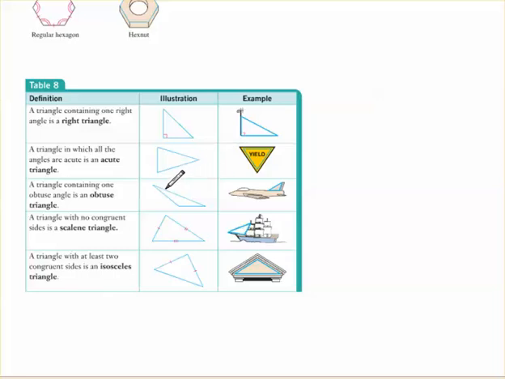A triangle containing one obtuse angle is called an obtuse triangle. And remember, obtuse was more than 90 degrees. A triangle with no congruent sides, so none of these sides are the exact same measure, and also none of these angles would be the same measure, that's called a scalene triangle, so you need to know that. And a triangle that has at least two congruent sides is called an isosceles triangle. In an isosceles triangle, the two sides here are the same measure, and these two angles across from those sides are the exact same measure as well.